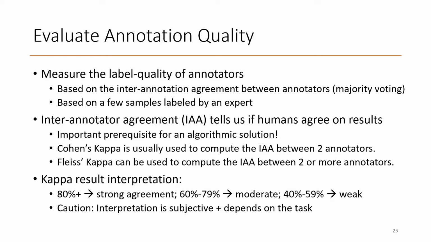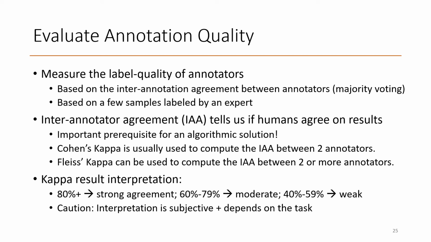The question now is how to evaluate the annotation quality. And we can measure the label quality of annotators based on their inter-annotation agreement if we utilize majority voting. But we can also base it on a few samples that are labeled by an expert and then subsequently labeled by all annotators. The inter-annotator agreement tells us if humans agree on the results, and the general agreement there is an important prerequisite for an algorithmic or machine learning solution, because if humans can't agree on a solution, how is the machine supposed to learn from that?